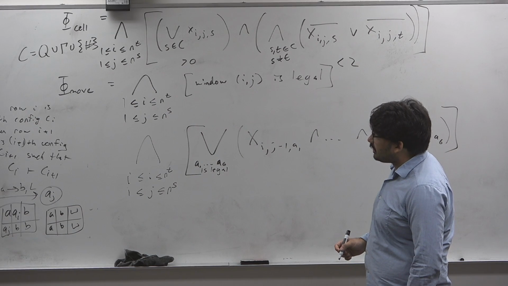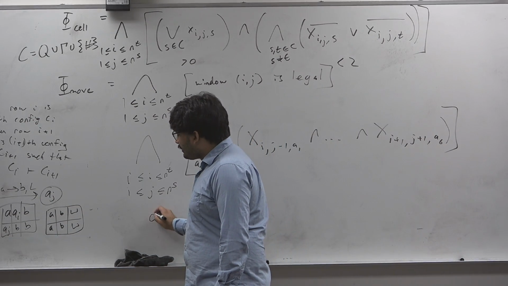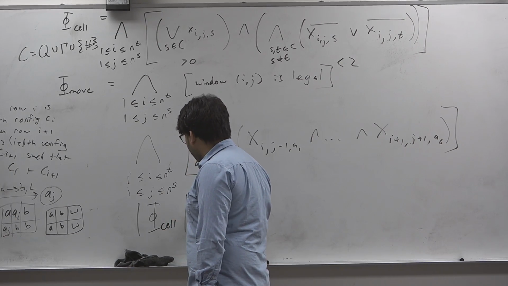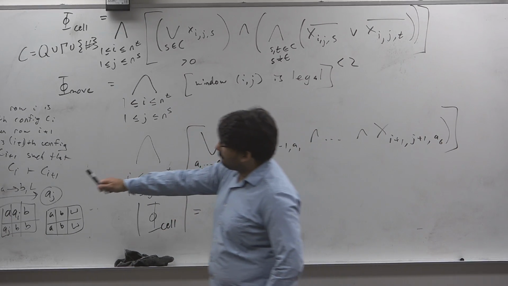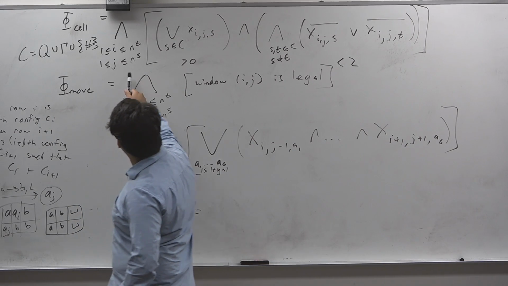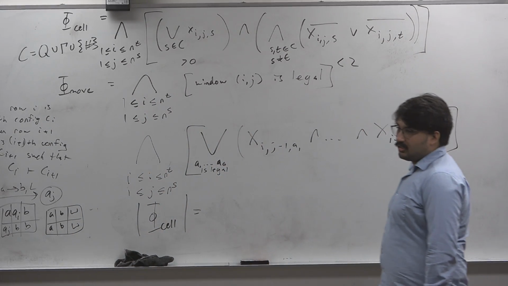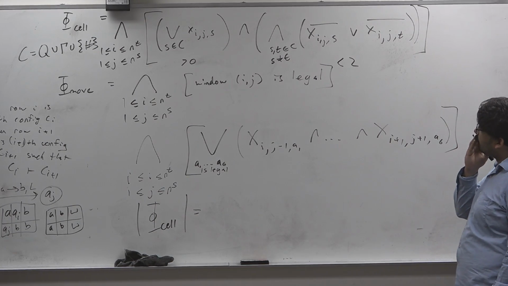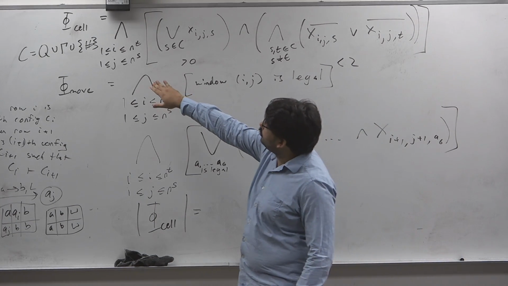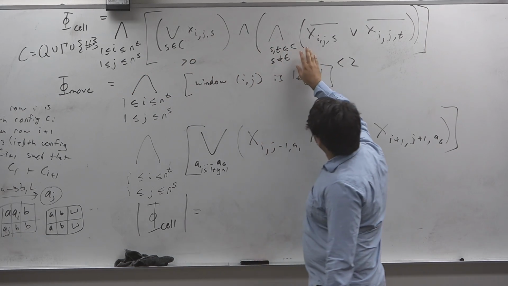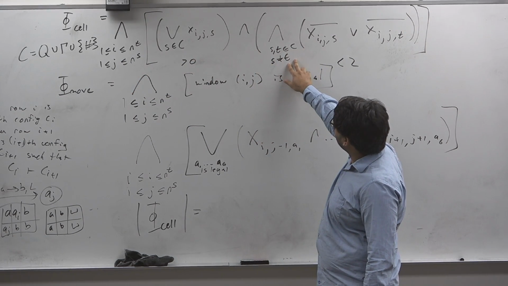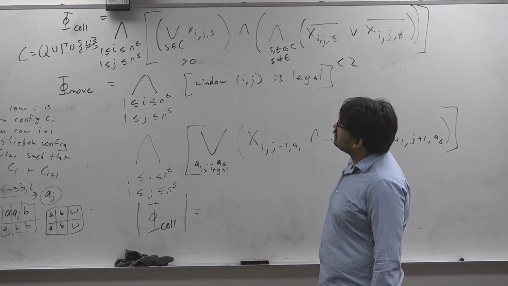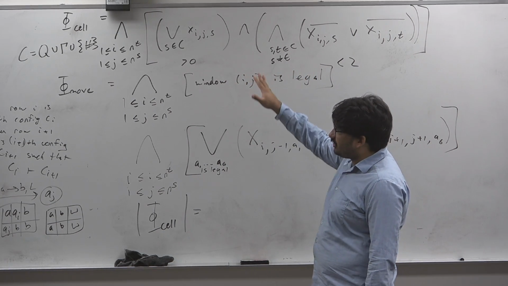Okay, we need to argue about the size of these formulas. Phi cell is approximately how big? Here's phi cell. Well, you can think of this like a double for loop. And then in here might be like another loop, but that's over symbols, of which there are finitely many. So this is approximately a double for loop, right? So what's the size of this formula?